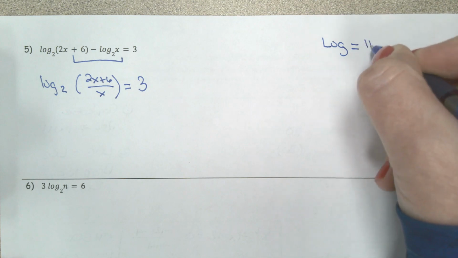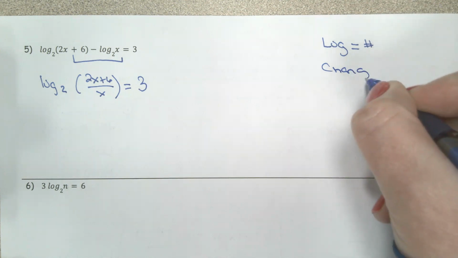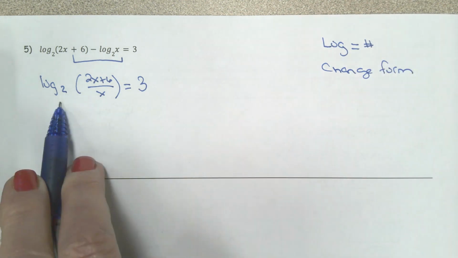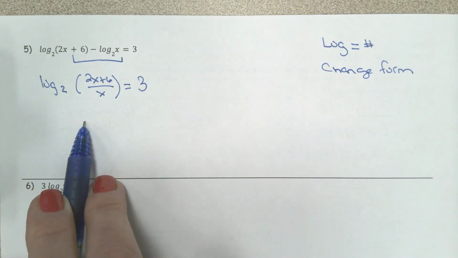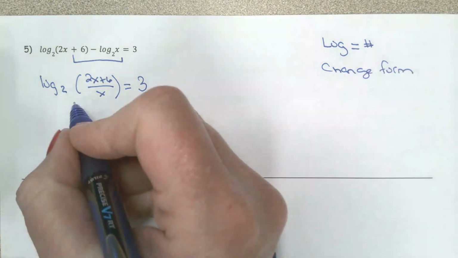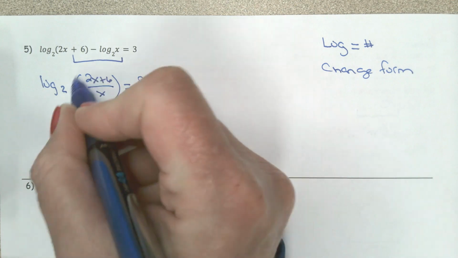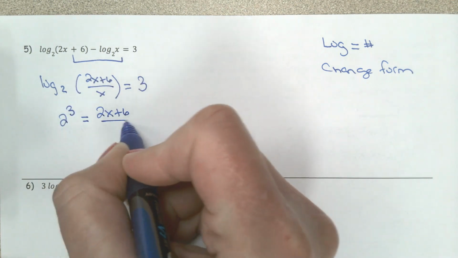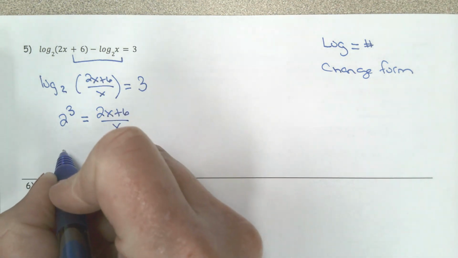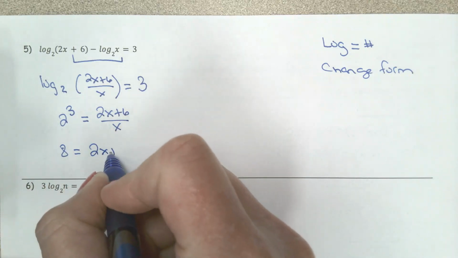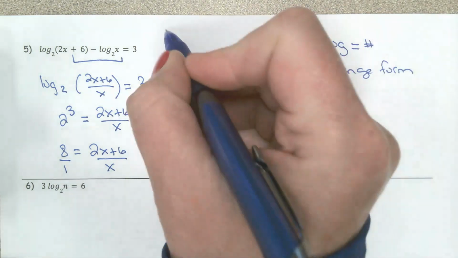We are in the situation of log equals number. When log equals number, you are going to change form. And what I mean by change form is you have a log, I suggest you change this into an exponential. So when I change this into an exponential, my 2 comes down, my 3 goes to the exponent, and the 2x plus 6 over x all goes to the other side. I know that 2 to the 3rd is 8. I would probably put that over 1.